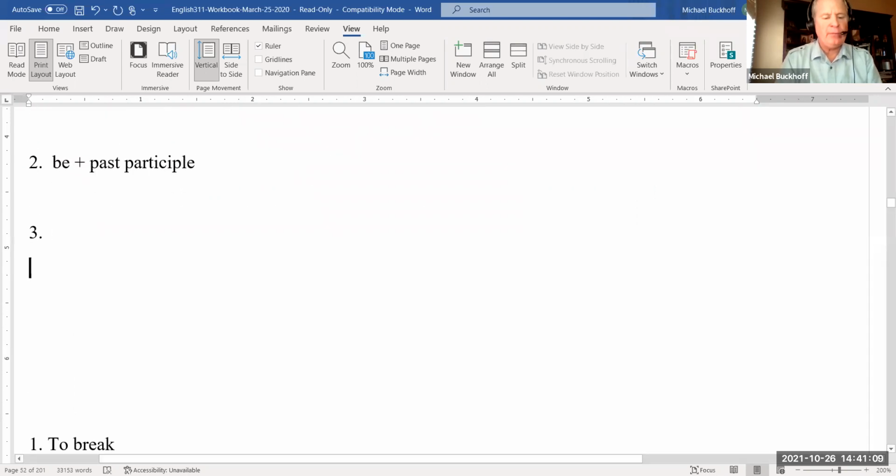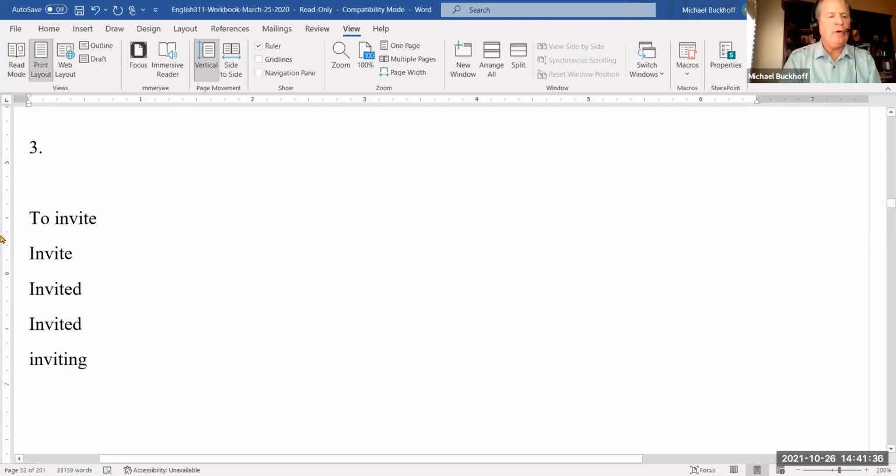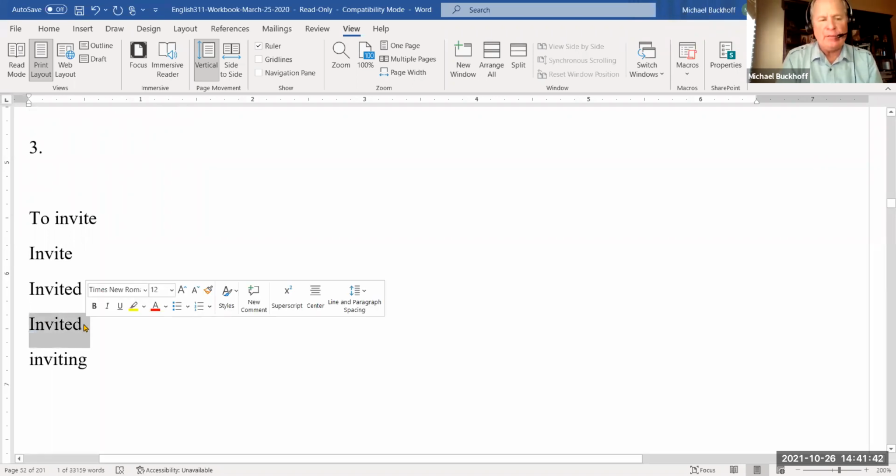So if we look at the five forms of invite, we have to invite, invite, invited, invited again, inviting. So we're going to say here that invited is the past participle form of this verb. Invited is a past tense. Notice how they're the same in this case. So we have to invite, invite, invited, invited, inviting.